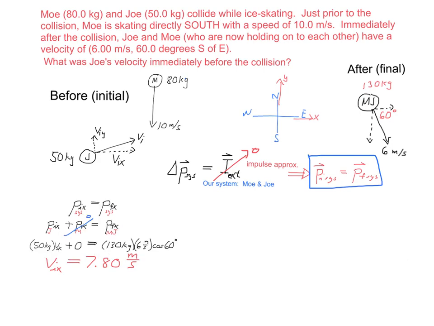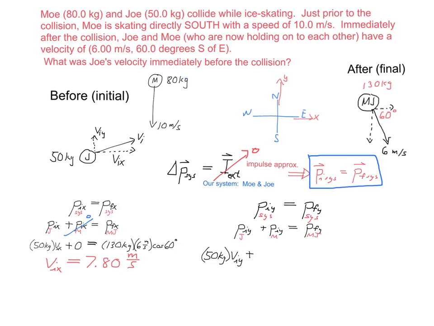Before moving on, let's do a little reality check. This came out positive. The positive x direction is the easterly direction, and we do indeed expect that Joe had an initial x component of velocity that was in the easterly direction. So let's move on to the y direction. In the y direction, we'll have Joe's initial y component of momentum. That'll be 50 kilograms times v sub iy for Joe. Now it may be in the positive y direction or the negative y direction. We don't know. So this v sub iy will carry that directional information, as we'll see shortly.